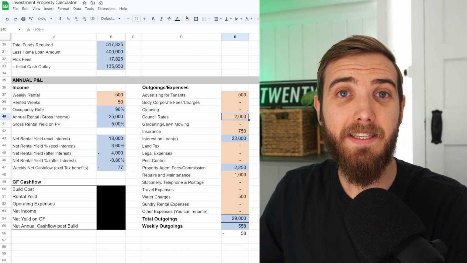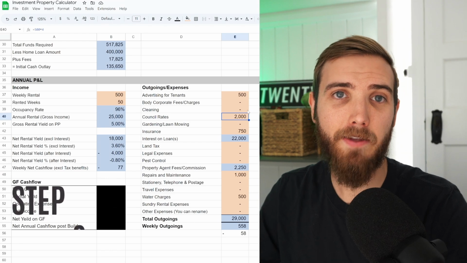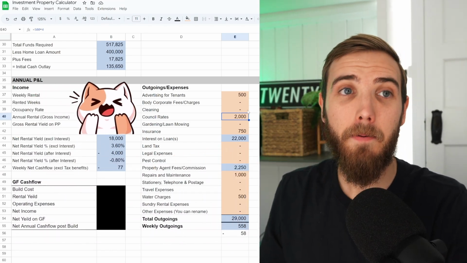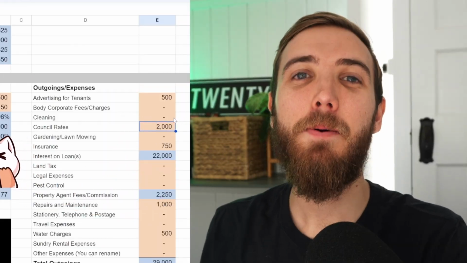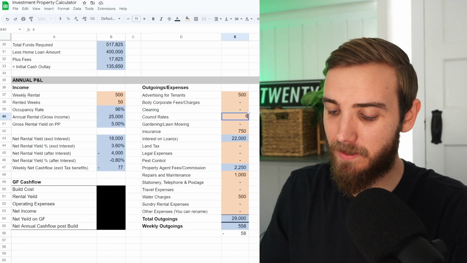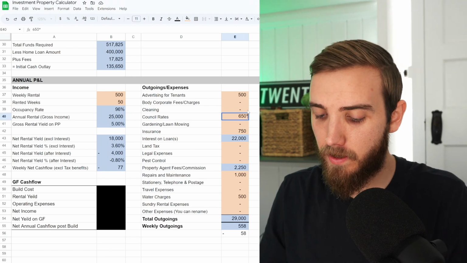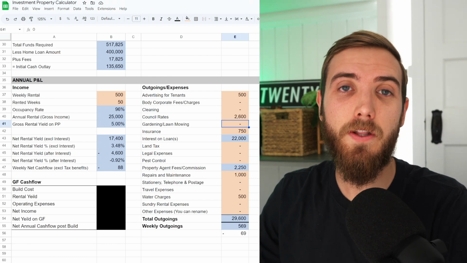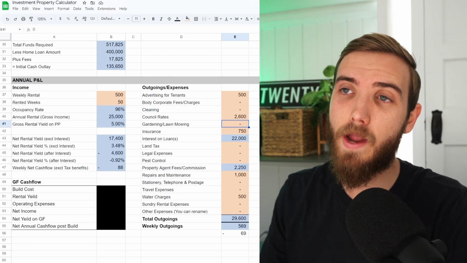One of the other things you need to factor into your annual profit and loss is council rates. Now this varies council to council. Brisbane City Council costs about $600 to $650 a quarter at this point in time. So we're going to punch in 650 by 4. And so for about $2,600 a year, you're going to be paying your council rates.